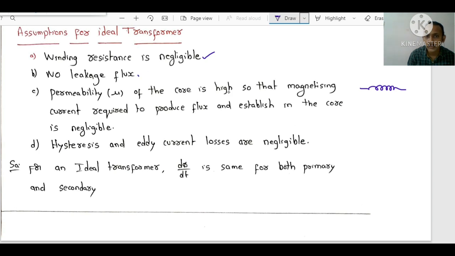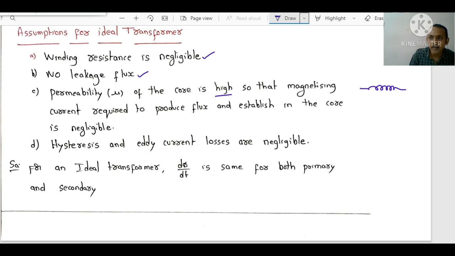No leakage flux. That means whatever flux is generated in the primary winding, the entire flux is going to link the secondary winding. No flux is getting leaked into the air or surroundings. No leakage flux. And the permeability of the core is high.